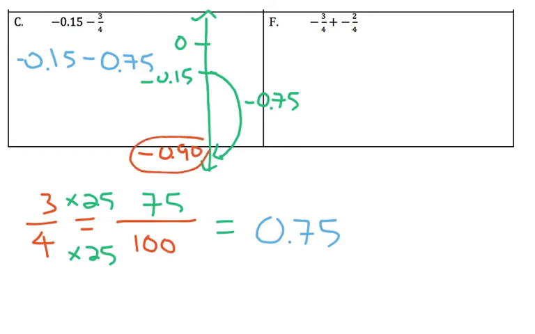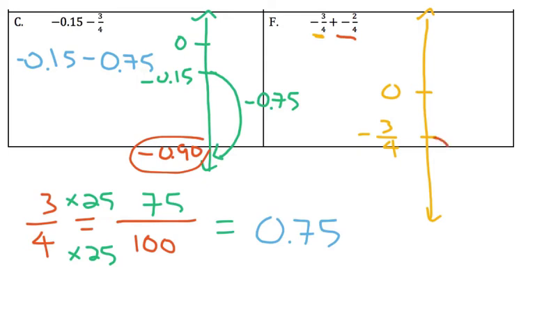All right, and F says negative 3 fourths plus negative 2 fourths. And it helps to pause and say, wait a second, where is this starting and which direction is it going? Well, the negative 3 fourths, that's our starting point. So I'm going to go ahead and make an open number line and marking 0. Below that, I'm going to put our starting point, which is negative 3 fourths. And then plus negative 2 fourths, that's the same as adding weight to the house. So if we're below sea level and we add weight, we're just going to go deeper down.